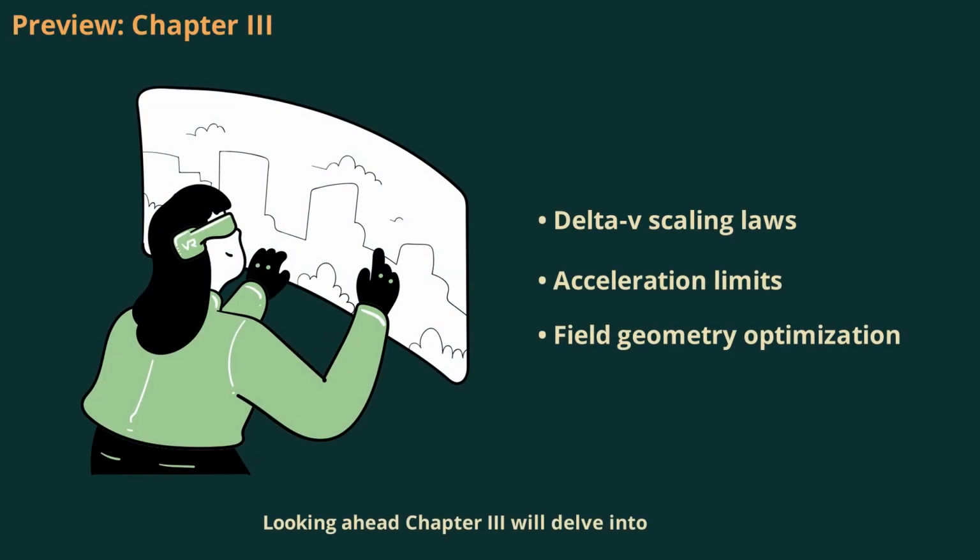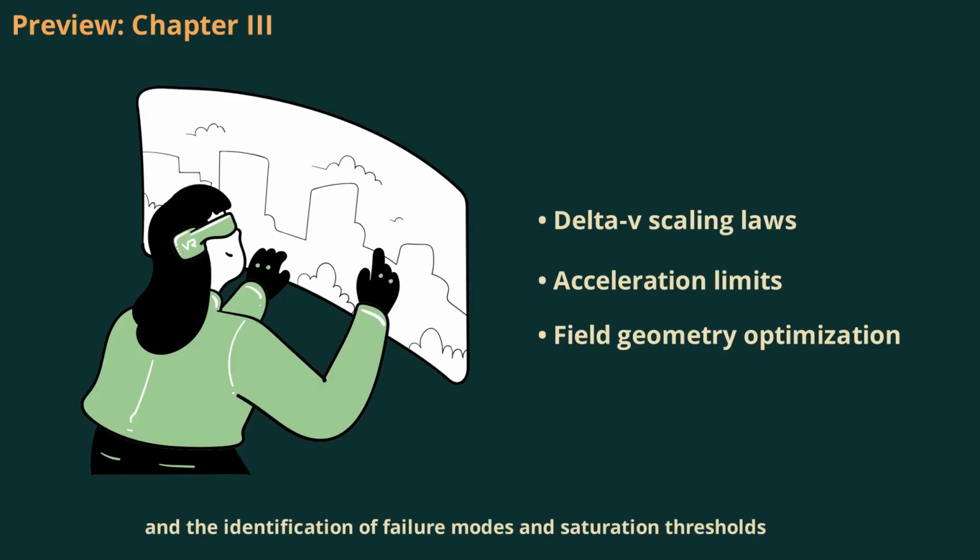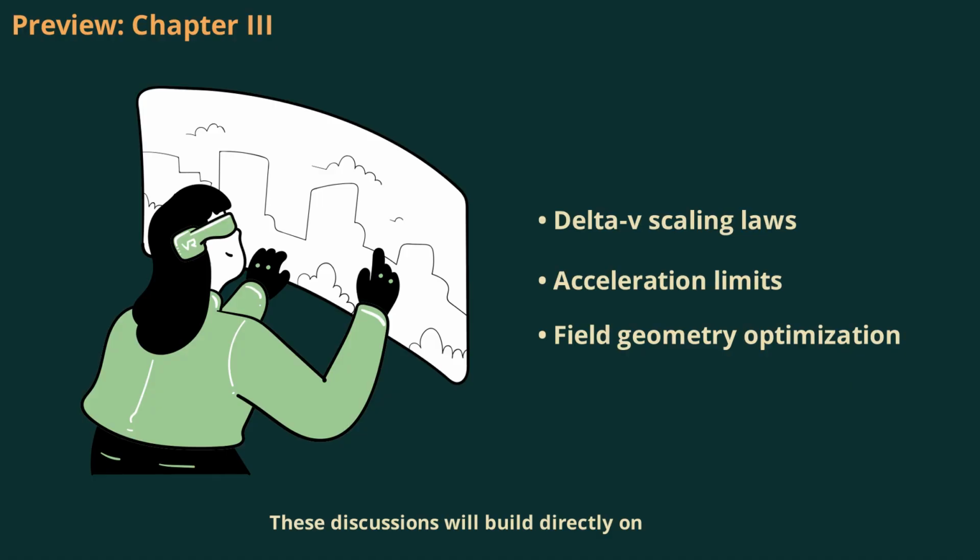Looking ahead, Chapter 3 will delve into propulsion performance envelopes and field geometry. Topics will include delta-v scaling laws, acceleration limits, field geometry optimization, and the identification of failure modes and saturation thresholds. These discussions will build directly on the mathematical machinery established in Chapter 2, moving from theory to practical application.